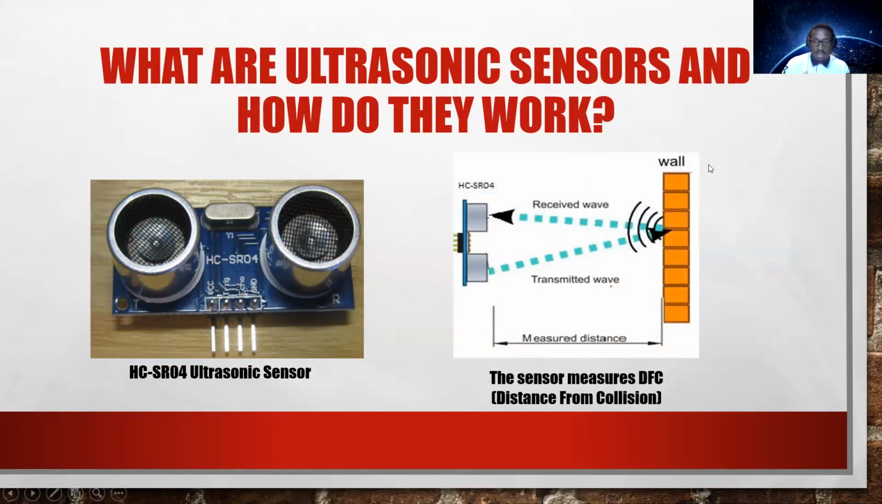And the way that the sensor is used is that essentially it shoots out small ultrasonic pulses. And if there's an object in front of the sensor, then the sound waves will bounce off of the object and go back to the receiver part of the sensor. And essentially this will calculate the DFC, or the distance from collision, to the object.